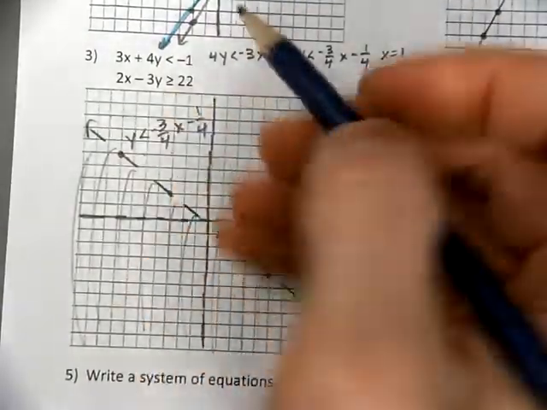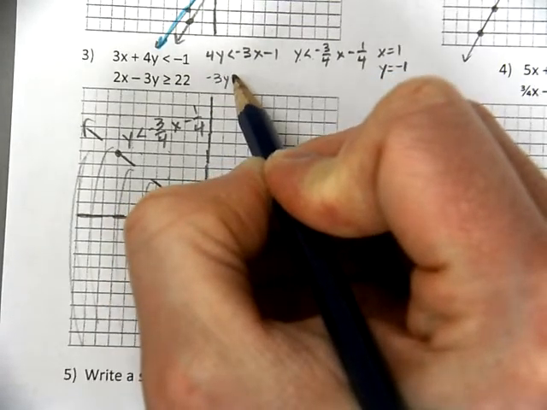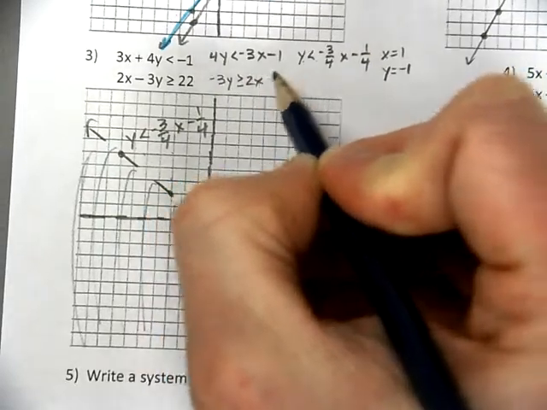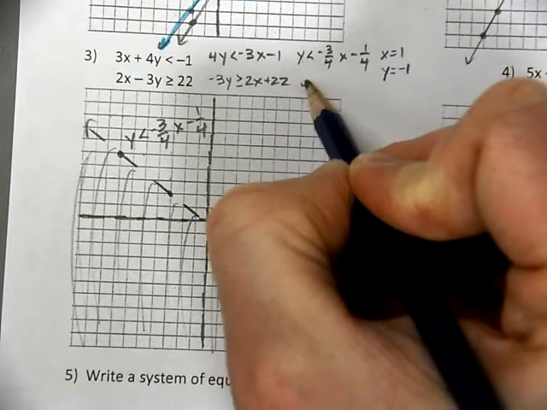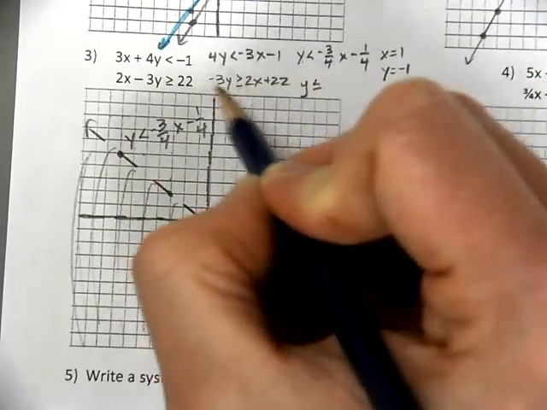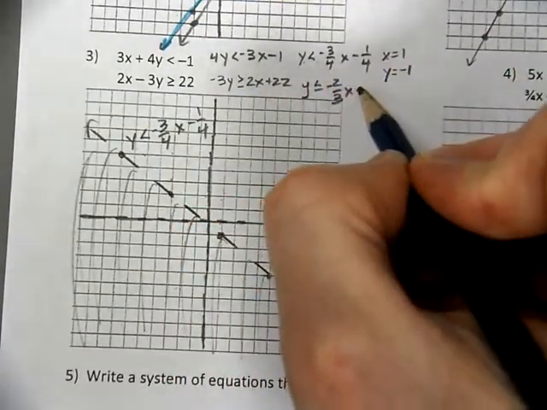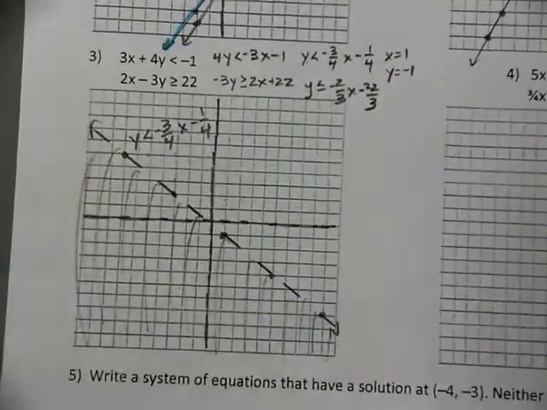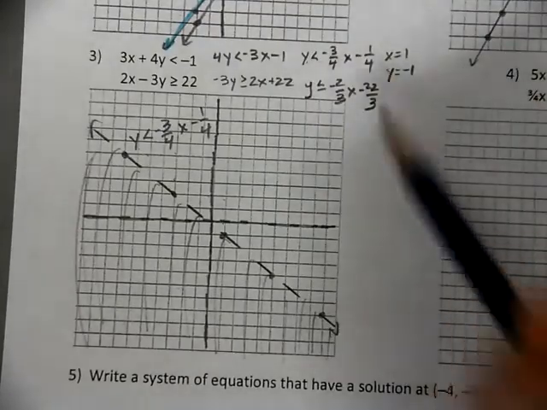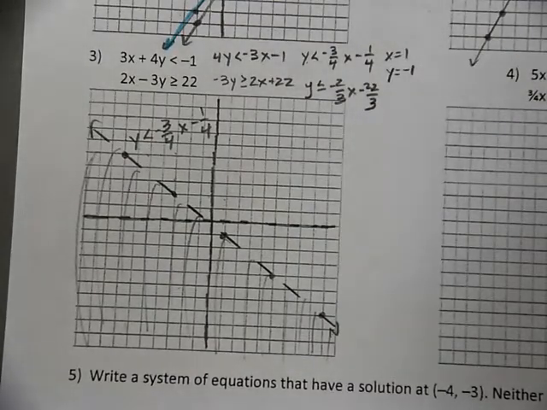Then we take the next equation we have here: negative 3y is greater than or equal to 2x plus 22. That gives me y is less than or equal to, because I'm going to divide by a negative, I have to switch my sign. So again, I have 22 and a third. That's a decimal version. It doesn't go in there evenly, so we don't want to plot it.